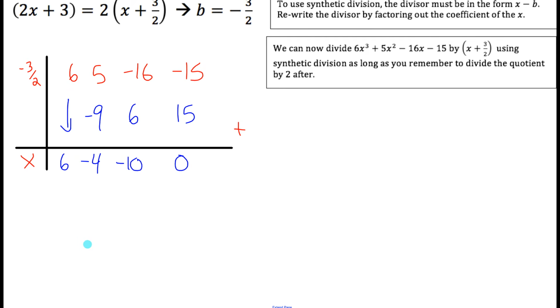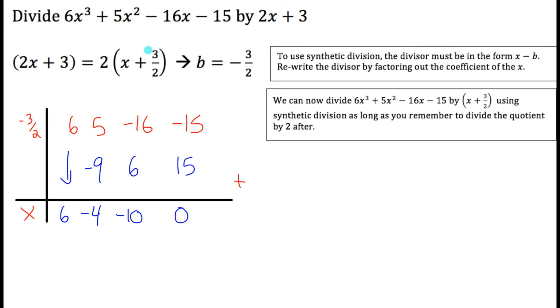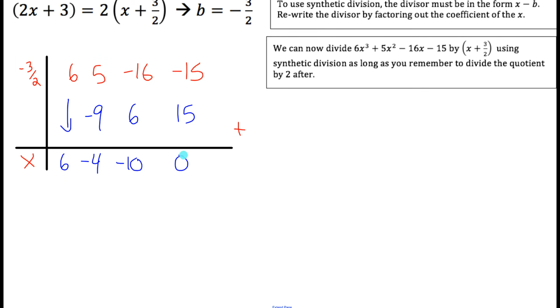After running that division, remember, all we've done so far technically is divide by the x plus 3 over 2. But we want to divide by this whole thing, right? We want to divide by 2x plus 3, which is equal to that whole product. So we've only divided by this. We now also have to divide by 2. So I need to take these numbers, but actually not the remainder. Never divide the remainder after. The remainder is always what you get after that first division. I need to take these 3 numbers and now divide by the 2.